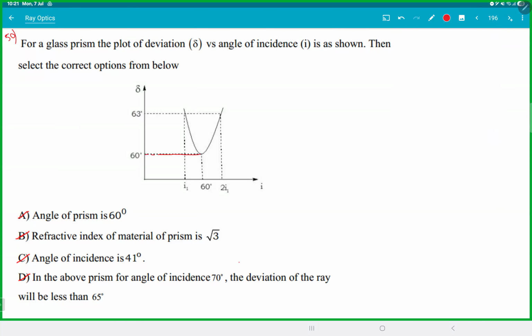Look at this point here. This is delta minimum, isn't it? And that occurs when I is equal to E. So indirectly he gave you delta is I plus E minus A. Delta minimum is 60, I is 60, E is 60, so A is also 60.